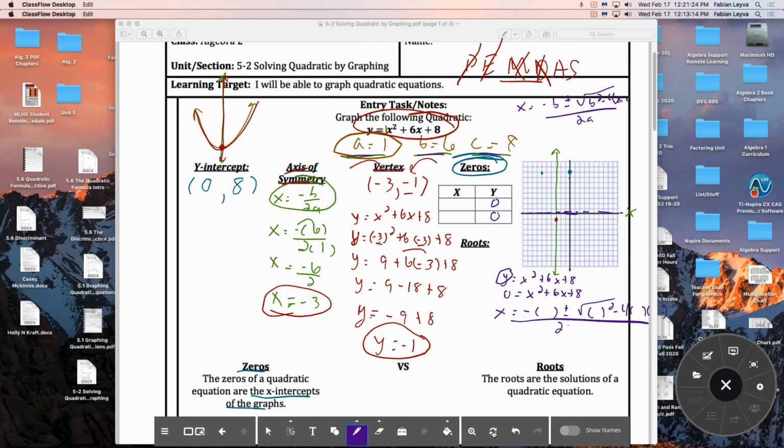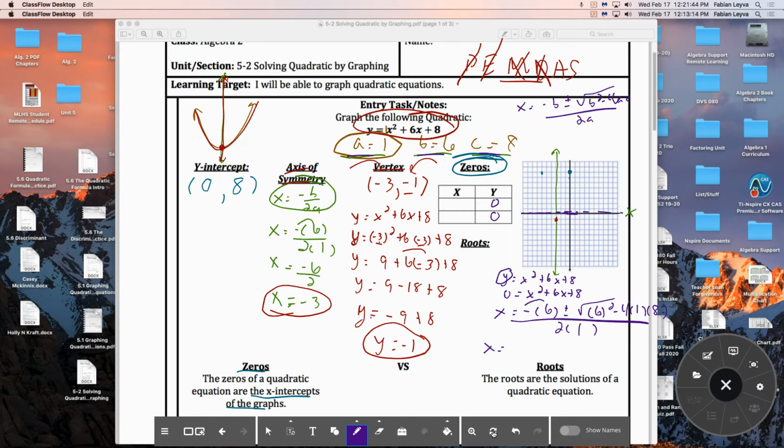All divided by 2 times a. Now let's just fill in the pieces. A negative b, my b was a 6, my a is a 1, and my c is a positive 8, all divided by 2 times a, which in this situation is a 1. Now I'll go ahead and solve for this.